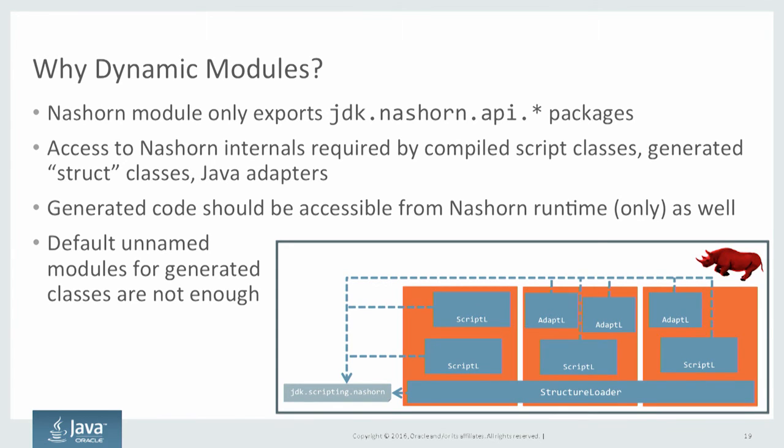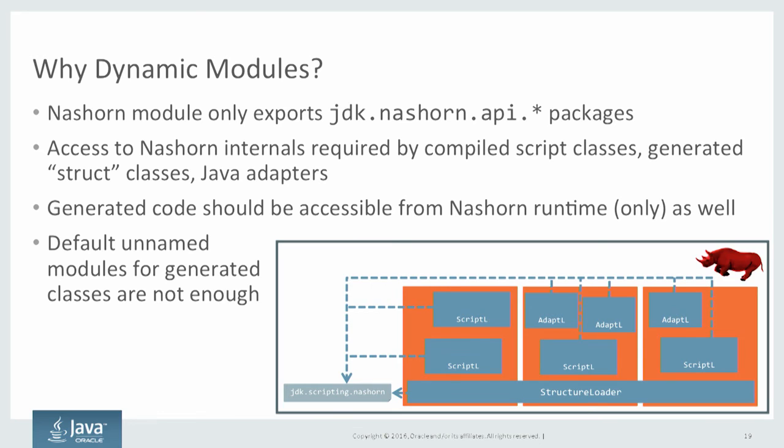The reason for this: everything that is not in the jdk.nashorn.api packages is concealed, internal. However, compiled scripts, structure classes, and adapters need to be able to access some of the Nashorn internals. Unnamed modules can already access the named Nashorn module. But those internals are in a named module. We also want to make sure the scripts and structs are only accessible from the Nashorn module.